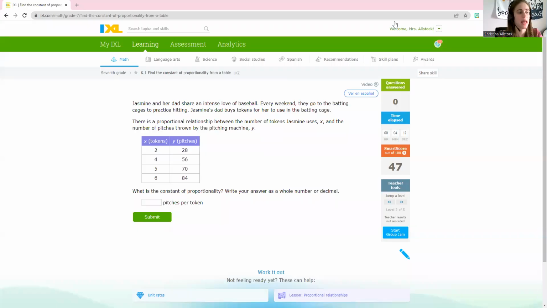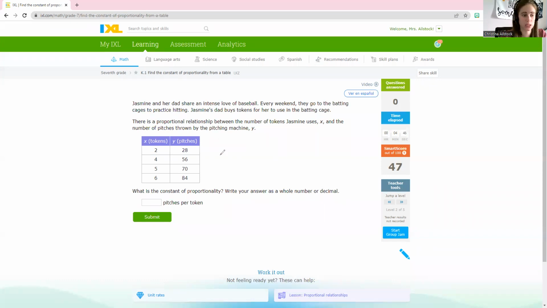Question number 2. Jasmine and her dad share an intense love of baseball. Every weekend, they go to the batting cages to practice hitting. Jasmine's dad buys tokens for her to use in the batting cage. There is a proportional relationship between the number of tokens Jasmine uses, x, and the number of pitches thrown by the pitching machine, y. Here's our table, and we want to know what is the constant of proportionality, and we have to write our answer as a whole number or a decimal.